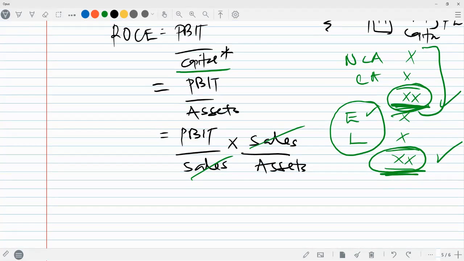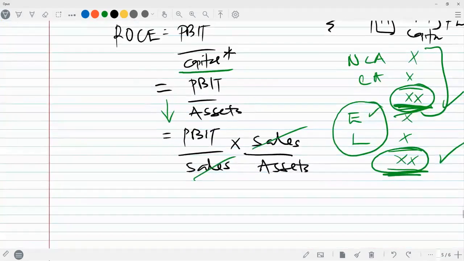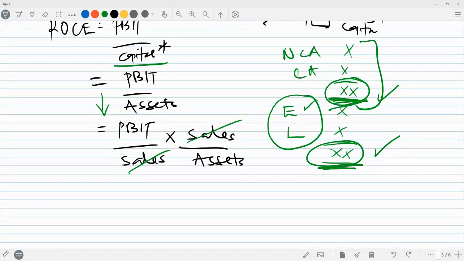Then here I went further and introduced maybe a sales figure here, that we can further disintegrate. The equation becomes profit before income tax divided by sales, times sales over assets. Then the two sales cancel each other, and we go back to our equation here. Therefore, this we can call the profit margin, like the operating profit margin. And this therefore, what's this?